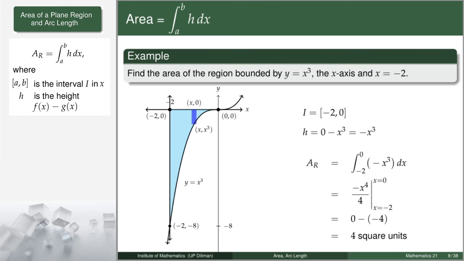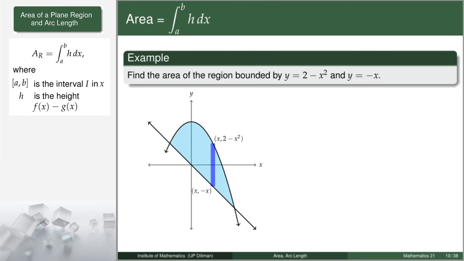Now let's have another example. For example, I want to find the area of this region bounded by y equal to 2 minus x squared and y equal to negative x, given that I have already drawn the figure. An important skill here is to identify what curve is to what equation. So for example, y equal to 2 minus x squared is clearly a parabola, so it's this downward facing parabola, while y equal to negative x is just this negatively sloped line.